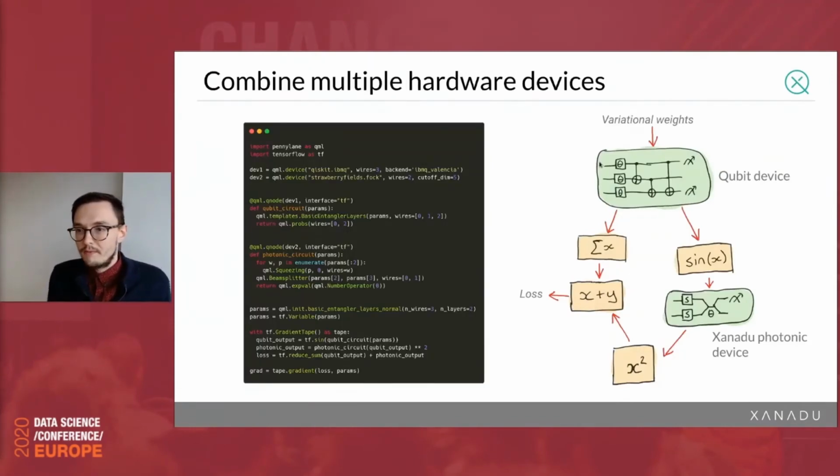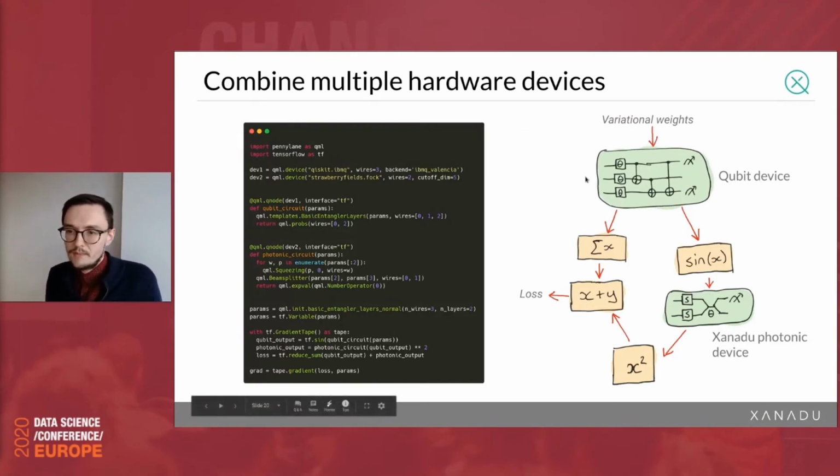And another thing that I want to emphasize is, I mentioned that you can choose your device. You can choose software, you can choose both a simulator-based device, but also quantum hardware. But the key is that you can combine as well. So you can have a hybrid graph again. And here we have a node that's a qubit-based device. But further on down, we actually have a photonic-based device.